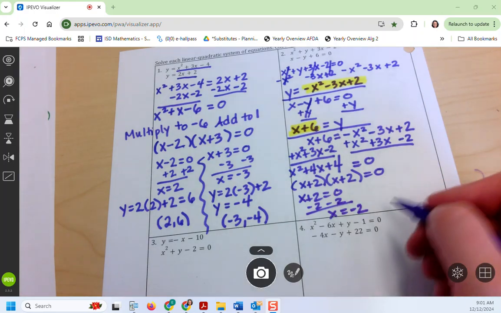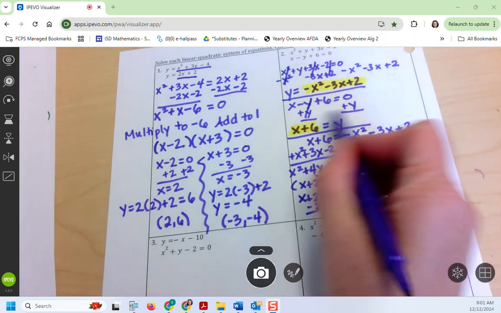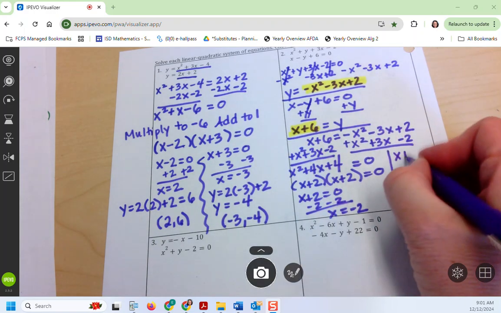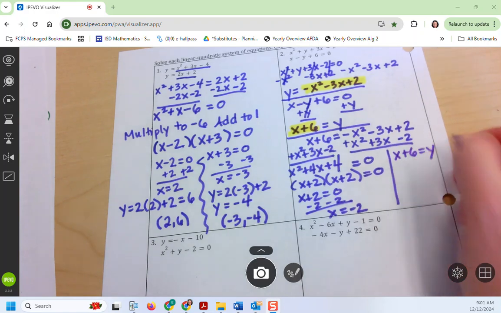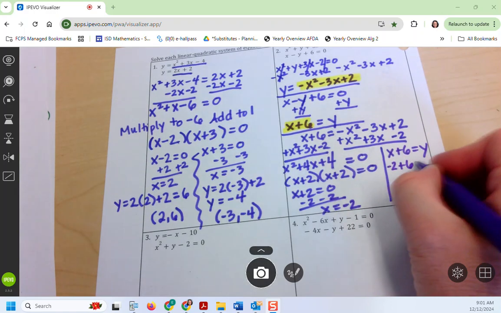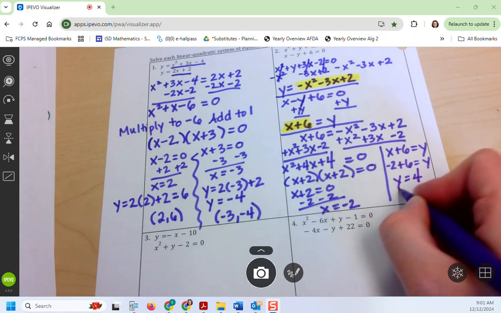We do have to put it back in, so I'm going to put it into this equation right here, the x plus 6 equals y equation. And then negative 2 plus 6 equals y, so y equals 4. I already did.